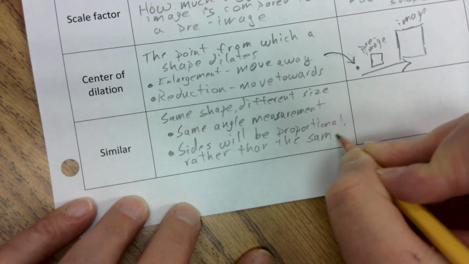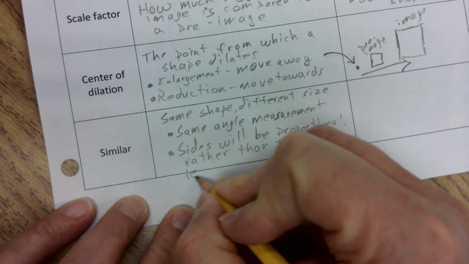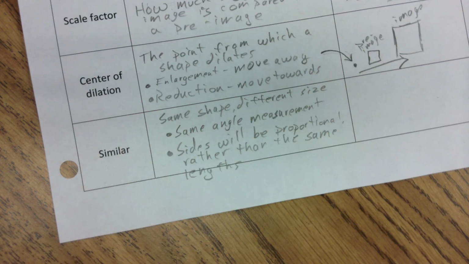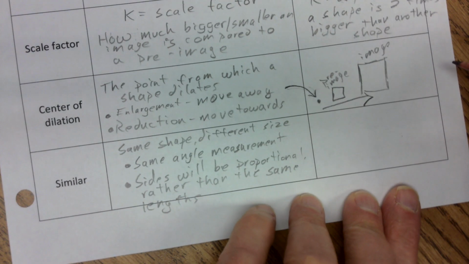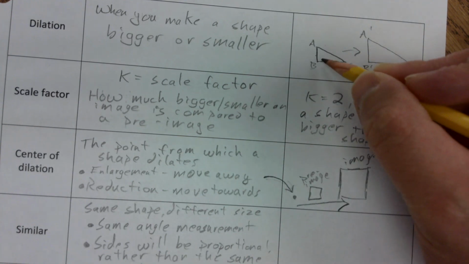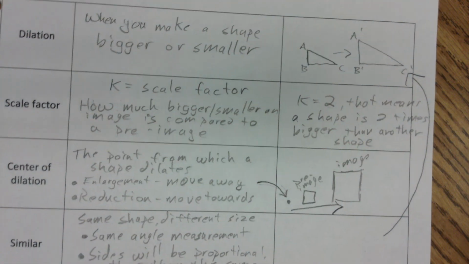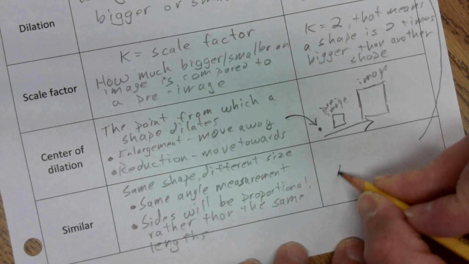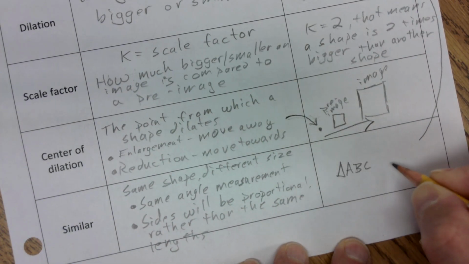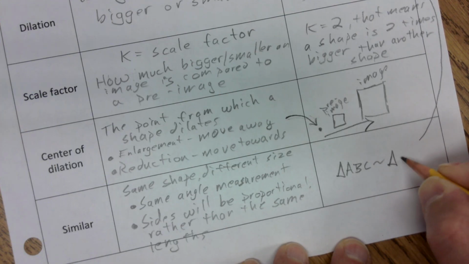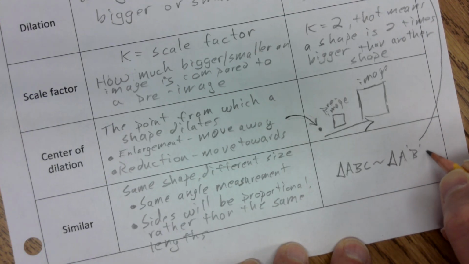Right, so when we talked about rigid transformations, they were exactly the same shape and the same size, but now the sides are going to be proportional. Basically, you're multiplying each side by the same scale factor. So if we refer to A, B, C and A prime, B prime, C prime as our original example, we would say that triangle A, B, C is similar to triangle A prime, B prime, C prime.